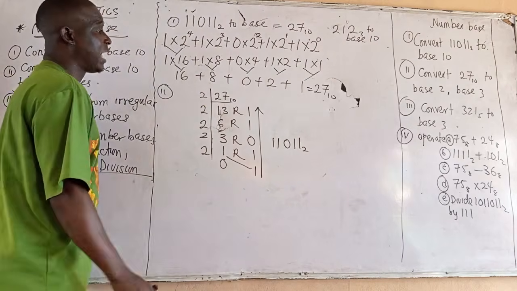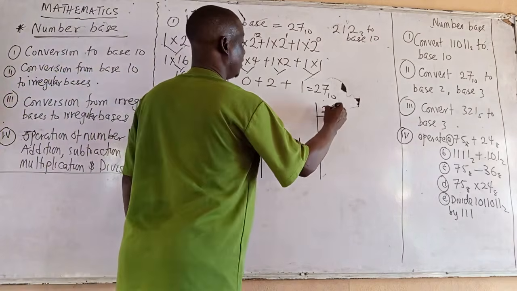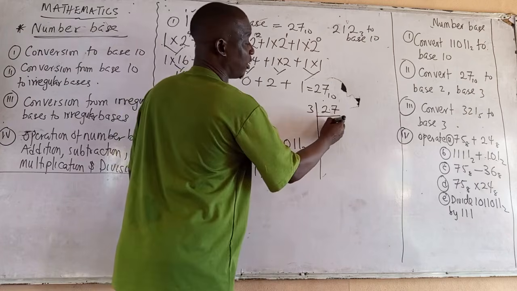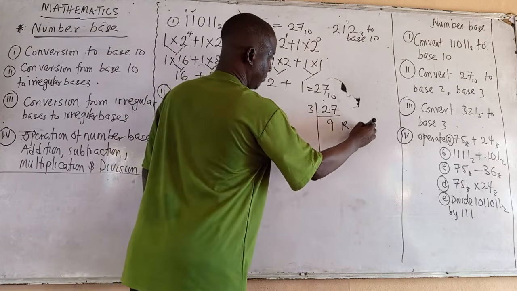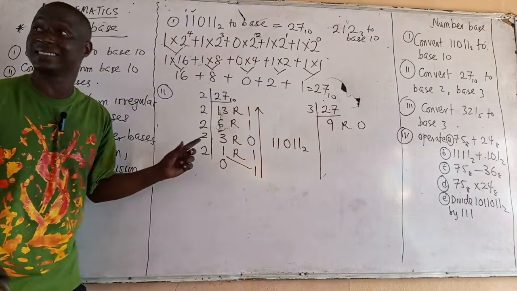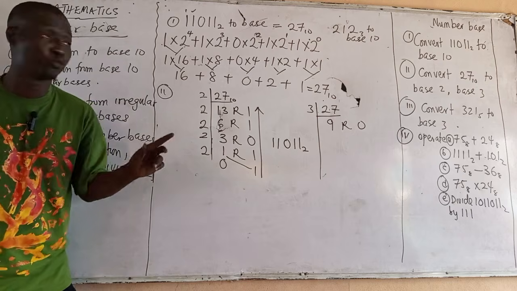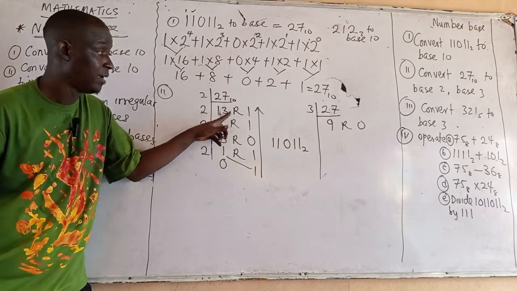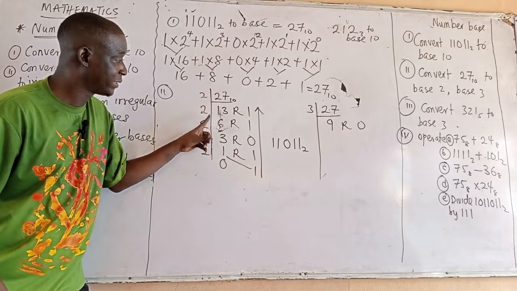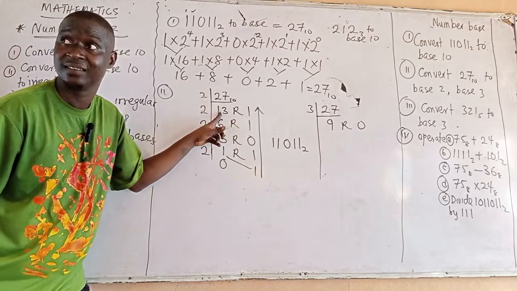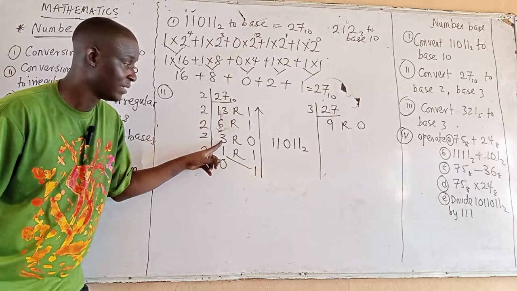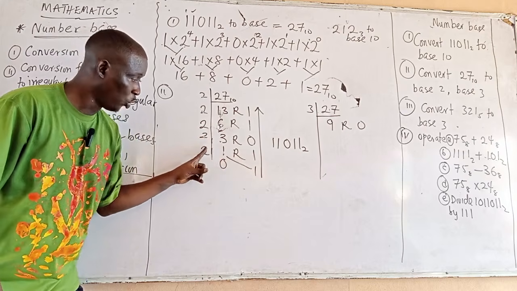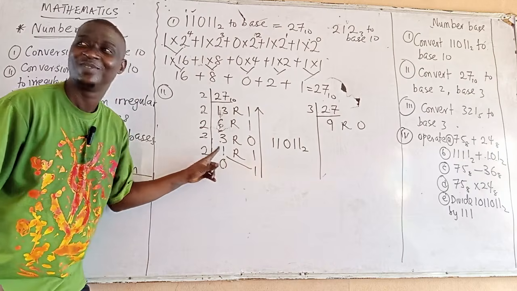You see now? Then how do we convert to base 3? By 3. How many 3 can go in 9? How do you know you are correct? How do you test? You just say 2 times 13, that is 2 times 6 plus 1. 2 times 3 plus 0. 2 times 1 plus 1. 2 times 0 plus 1.